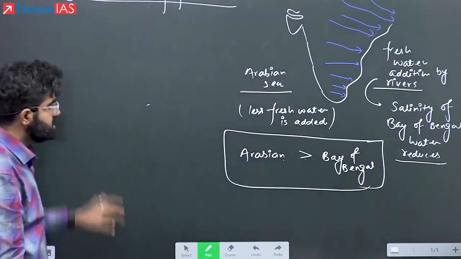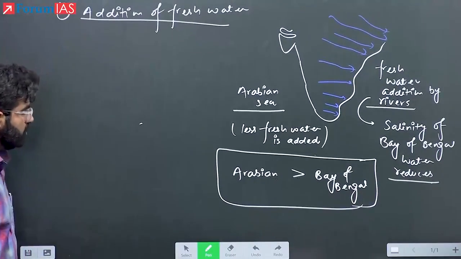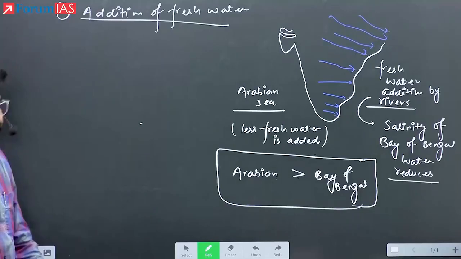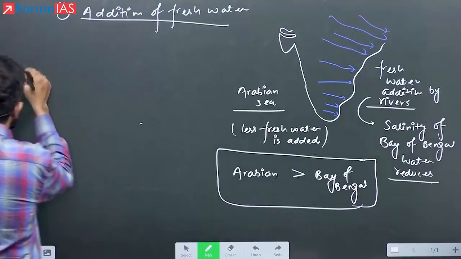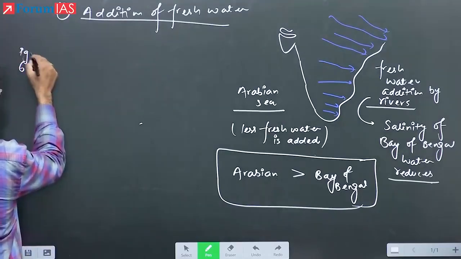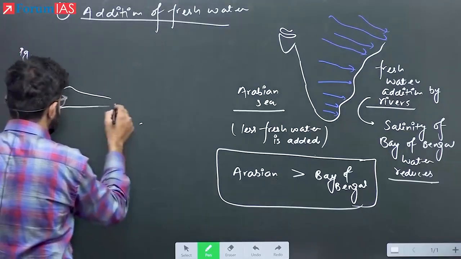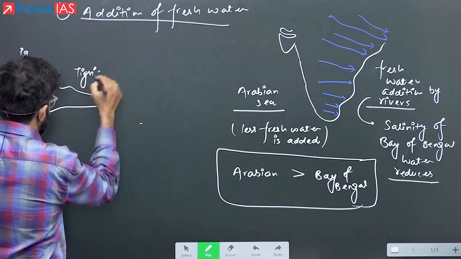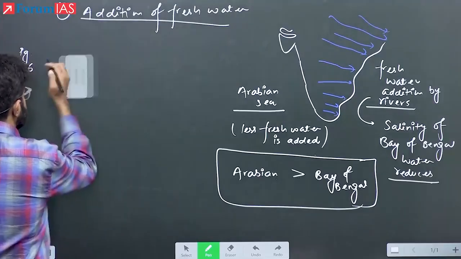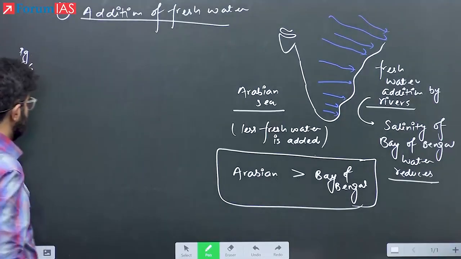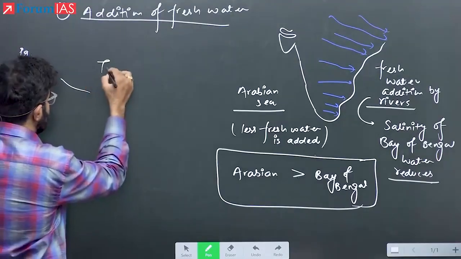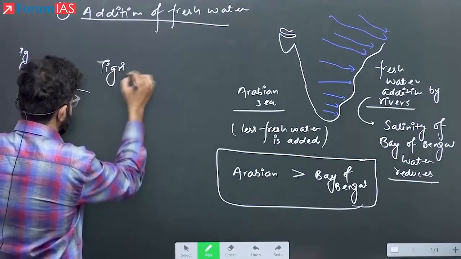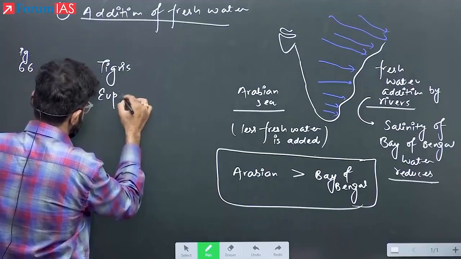The first relation is, in case of Arabian and Bay of Bengal, we have the high salinity in the Arabic side. If you go to page number 66, go there and try to locate these two rivers. One is Euphrates, one is Tigris. Page number 66 in the area of this one, Iran. Try to locate these two rivers. One is Tigris and second is Euphrates.